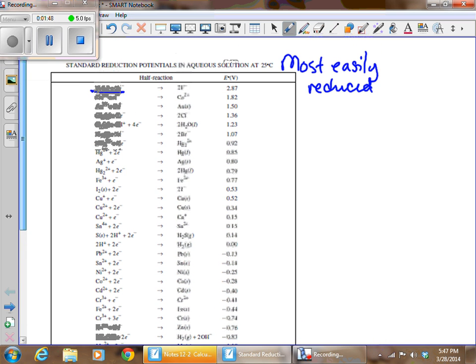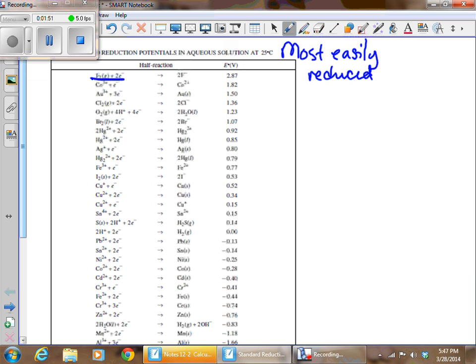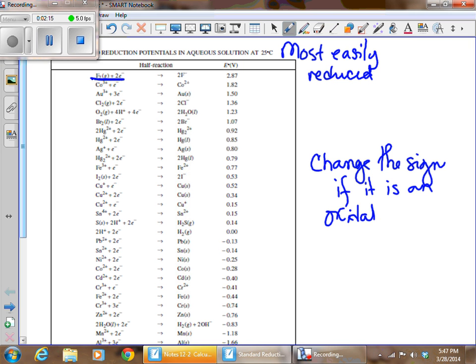Notice something else about this chart. Everything on the chart, all of the reactions, are written as reductions. So if it's an oxidation half reaction, you must remember to change the sign. So please don't forget to do that. It's one of the most common mistakes. Change the sign if it is an oxidation half reaction. So please, please, please make a note of that. Change the sign if it is an oxidation half reaction.